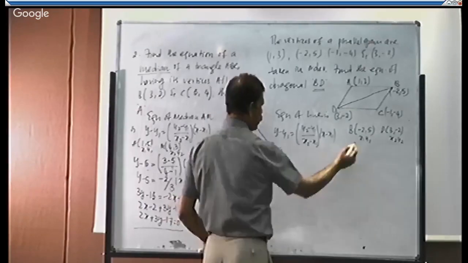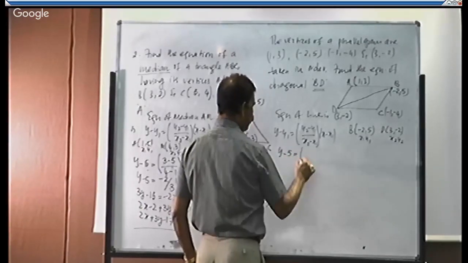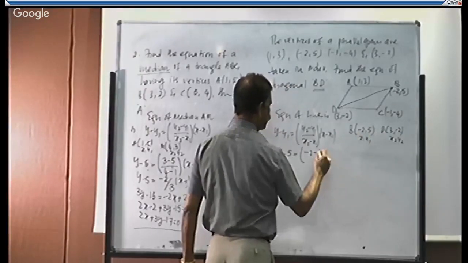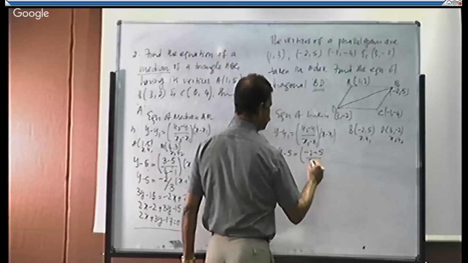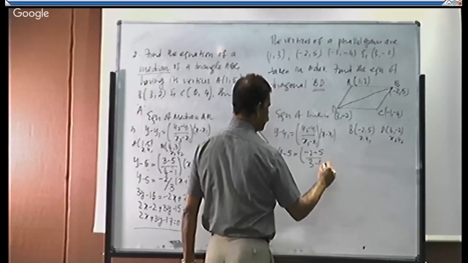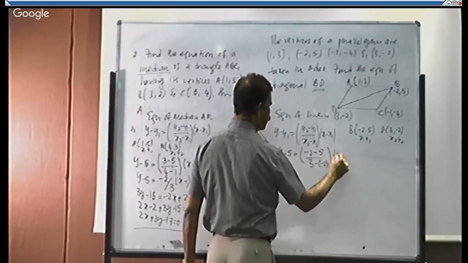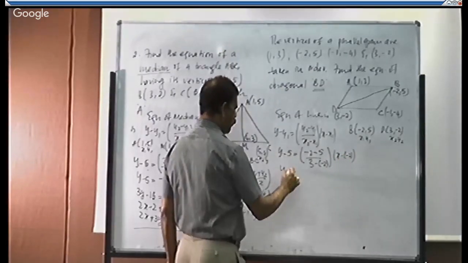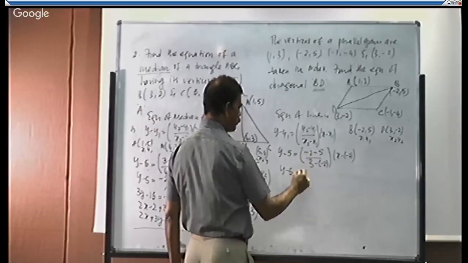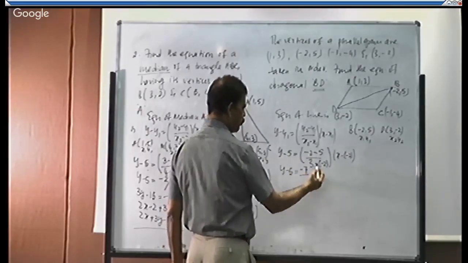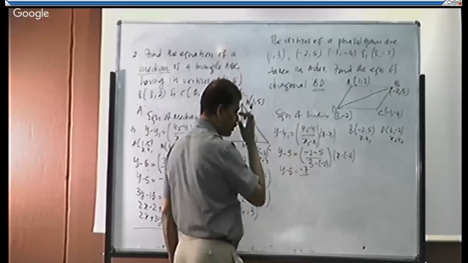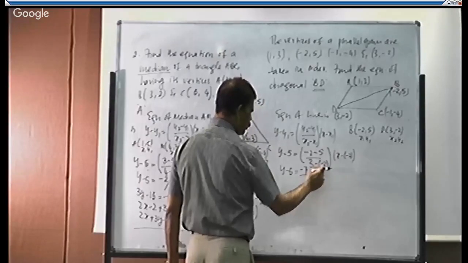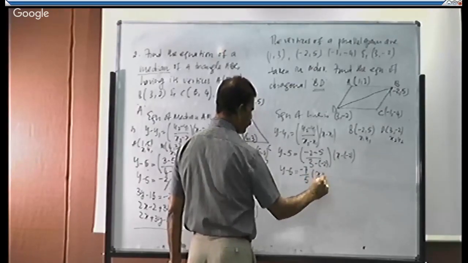y minus, what is y1? It is 5. What is y2? -2, minus 5, divided by x2, 3, minus x1, -2, into x minus x1, which is -2. y minus 5 is equal to -2 minus 5, which is -7, divided by 3 plus 2, which is 5, into x plus 2.